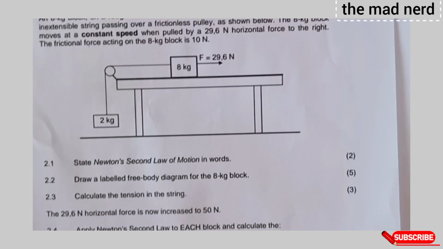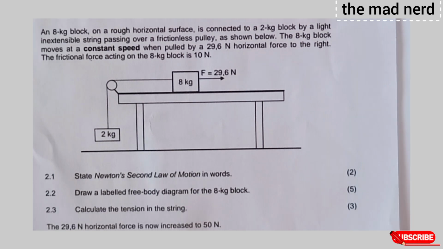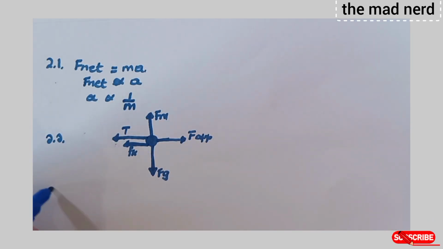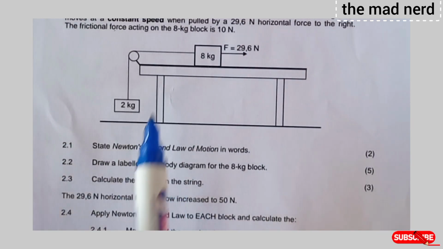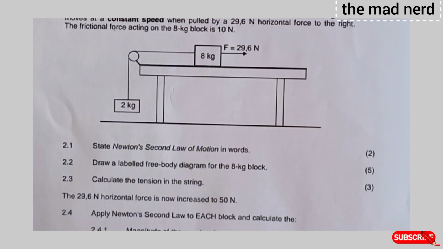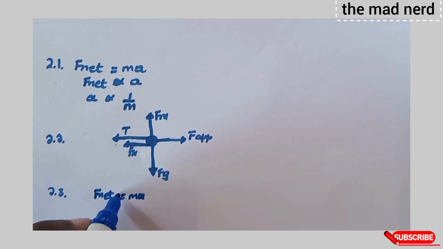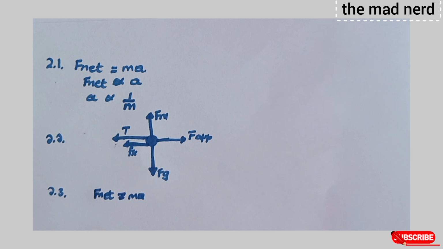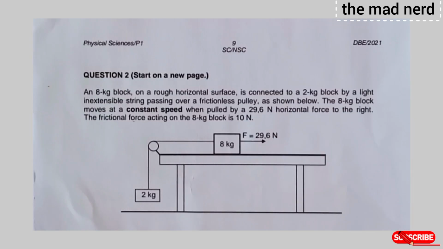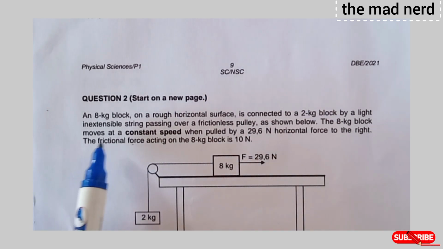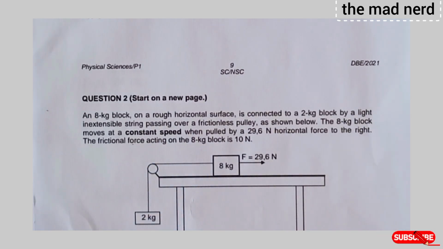Now they say, let's calculate the tension in the string, 2.3 over there. So we are calculating the tension in the string. Let's get into it. Newton's second law says that F net equals ma. Let's look at that first of all. This is the equation that we use. Now, let's go back to the statement. The 8 kg block moves at a constant speed, and the constant speed there is written in bold. It means that it has something that it says.